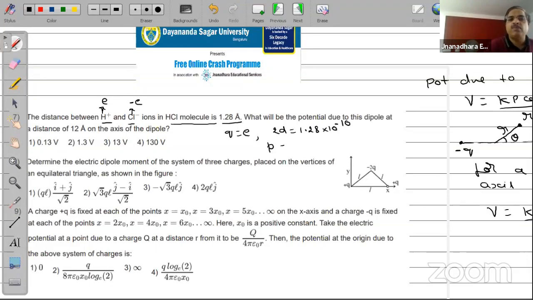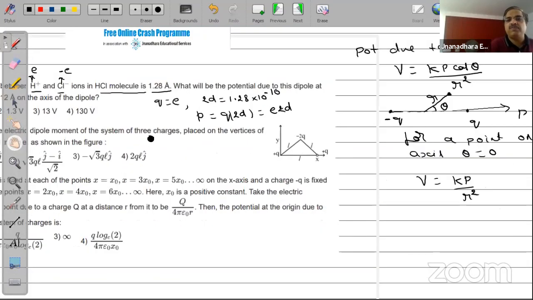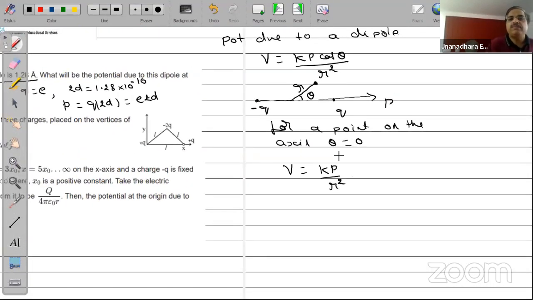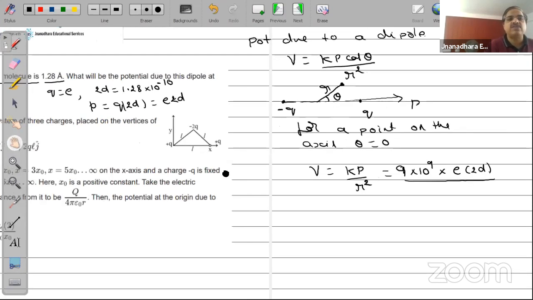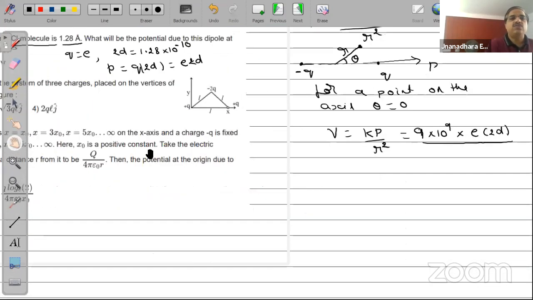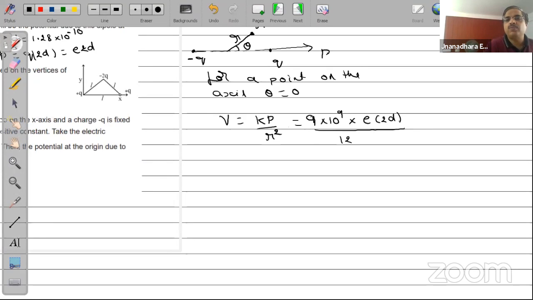So what will be the dipole moment? Dipole moment is Q into 2D, isn't it? So that will be equal to E into 2D. Okay. Now let's substitute and get the expression for the potential. So this will be 9 into 10 to the power 9, dipole moment E into 2D, divided by R squared. R is given to be how much? What is the distance at which I have to find out? 12 angstroms. So it will be 12 into 10 to the power minus 10, the whole square.